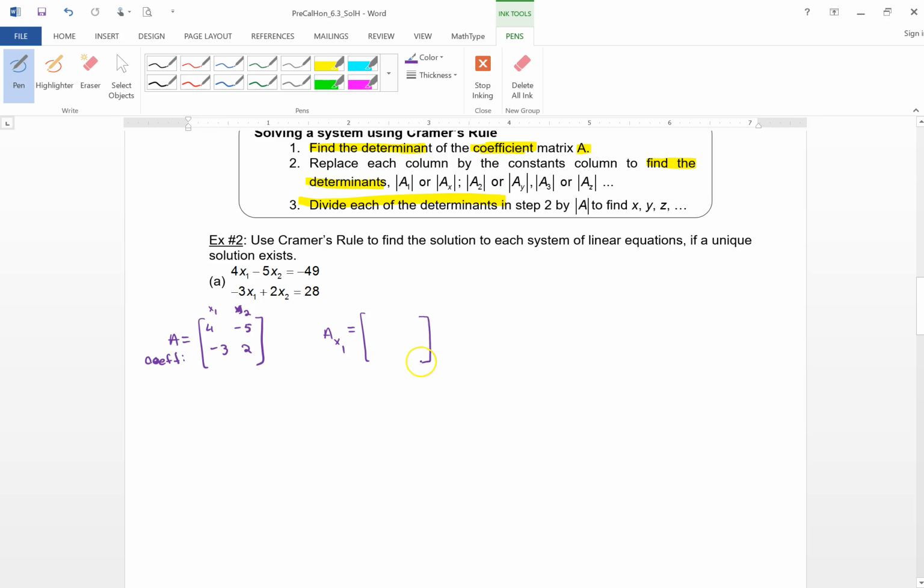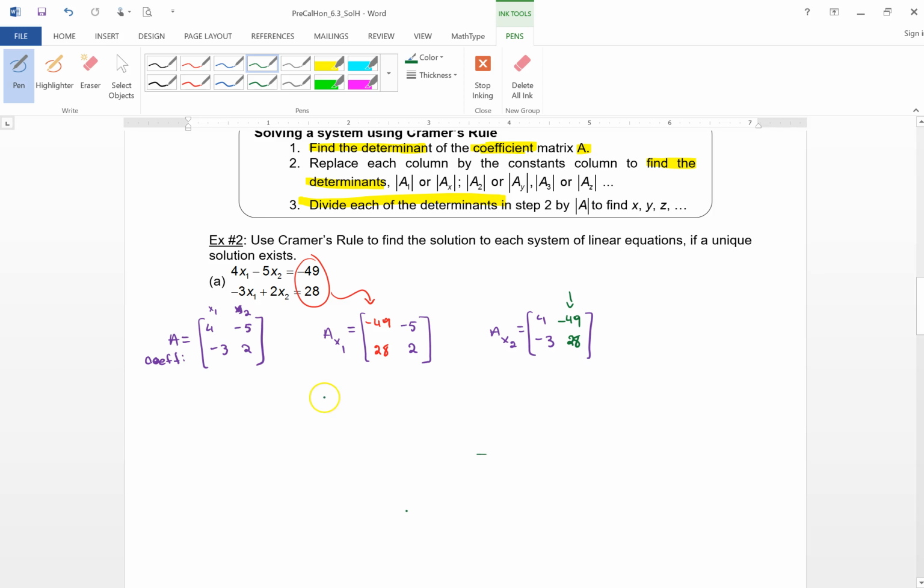For AX1, the first column gets replaced by these constants. Okay, so -49, 28. The second column is unchanged. Okay? Now I'm going to do AX2. For this one, the first column stays, and the second column gets replaced by the constants. Okay? All right. So you have your original matrix A. First, you replace the first column by the constants. Then you replace the second column by the constants.